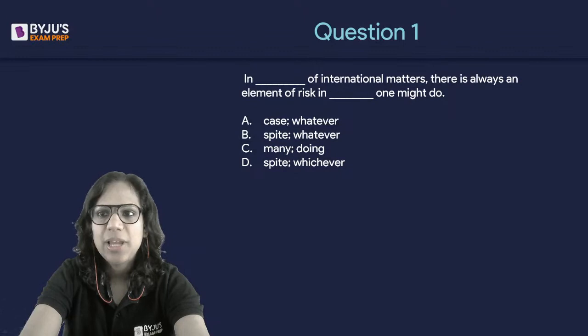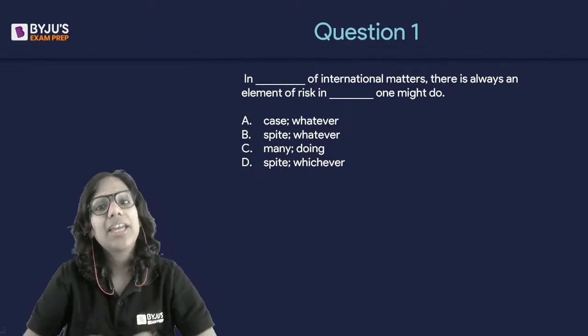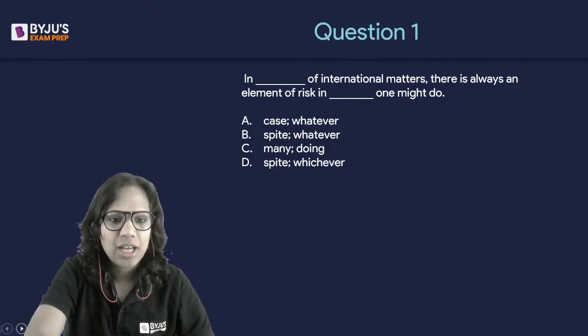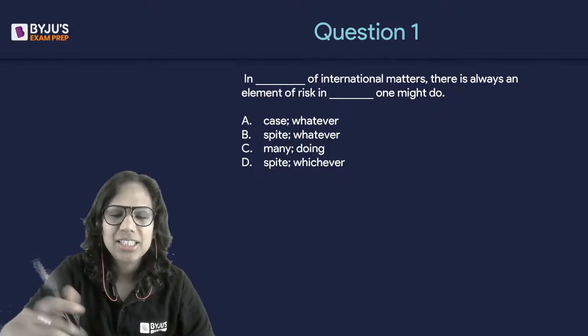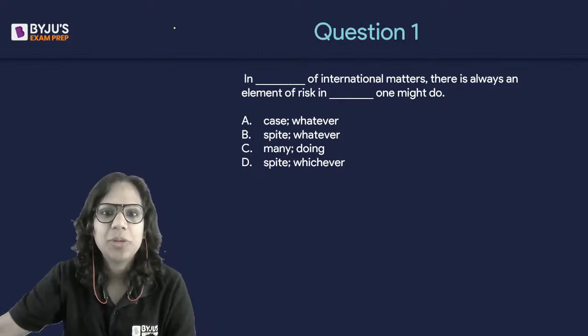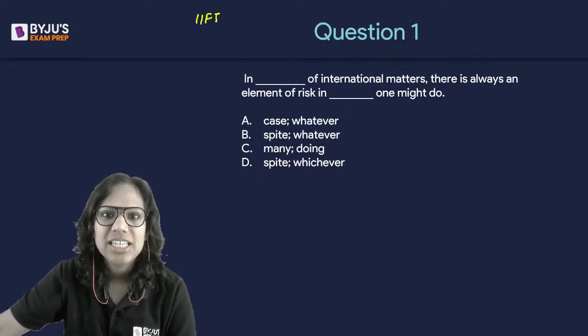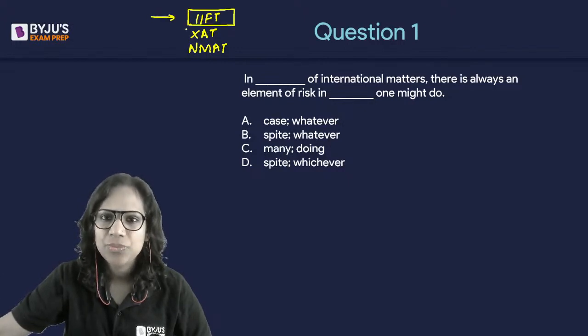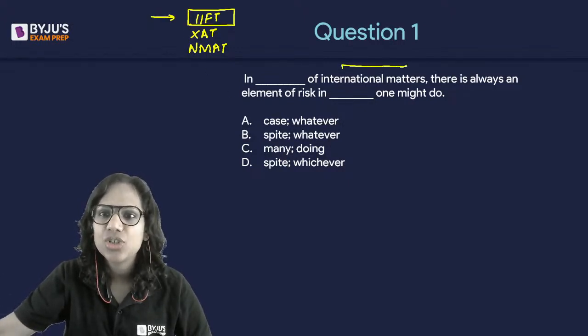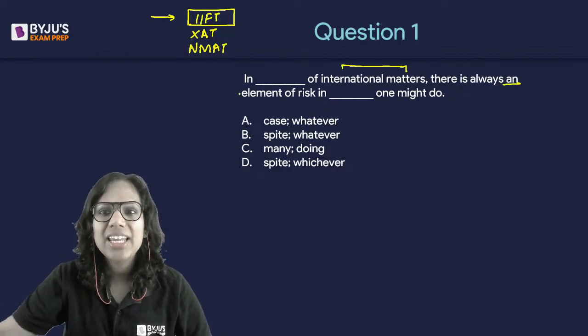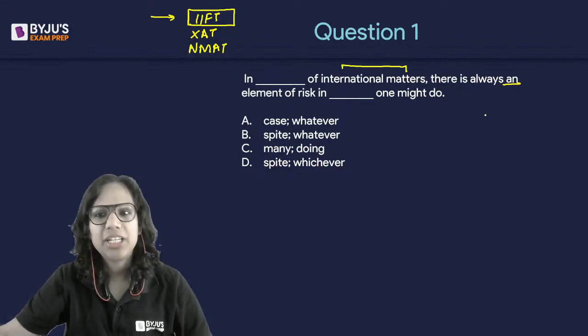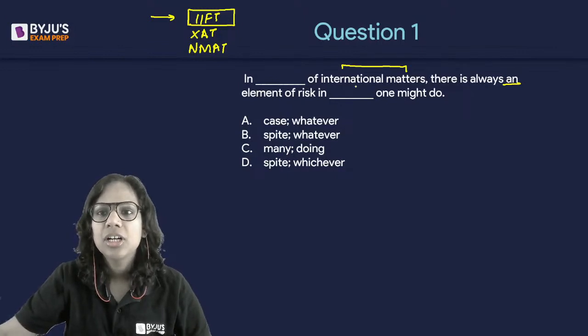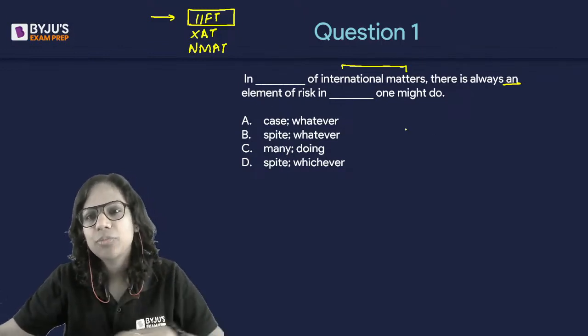So here's a fill in the blank question that is given to you. This is a previous year question, right? This came in IIFT. So I'm sure those of you who are planning to take the CAT this year are also thinking about some other management entrance tests, and IIFT, XAT, NMAT, etc. may be on your list. So this is an IIFT previous year question. In dash of international matters, there is always an element of risk in dash one might do. So there is always an element of risk in dash one might do.